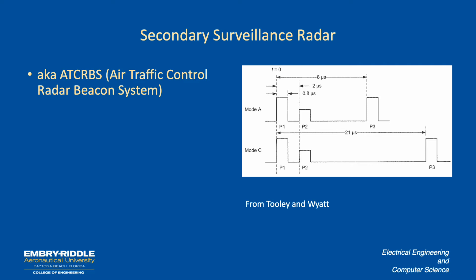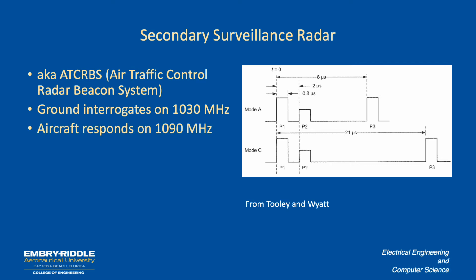These are encoded through a series of 3 pulses, and it's the distance in time between the first pulse and the third pulse that tells it whether it's a mode A or a mode C. In a mode A, pulse 3 is 8 microseconds behind pulse 1, and in a mode C, it's 21 microseconds behind pulse 1. Pulse 2 is also transmitted, and that's all being transmitted on 1030 megahertz. The aircraft is going to respond on 1090 megahertz.